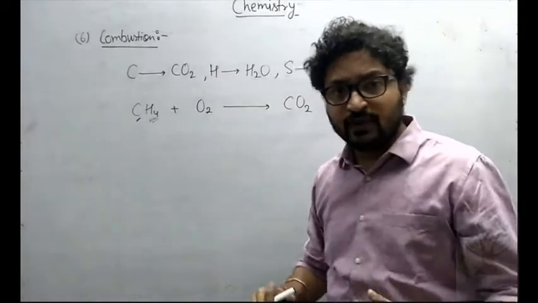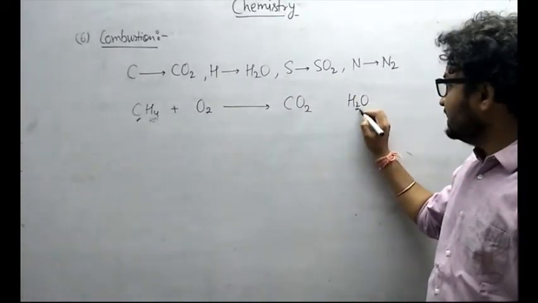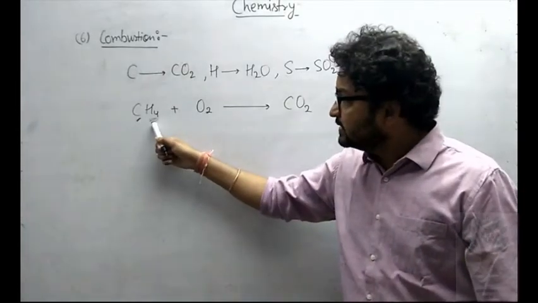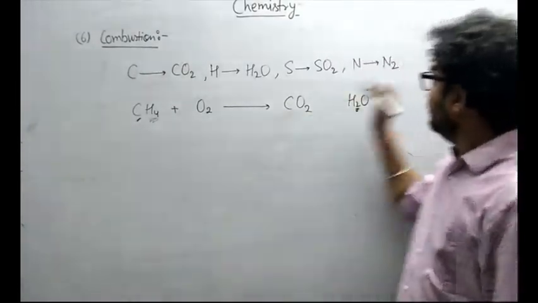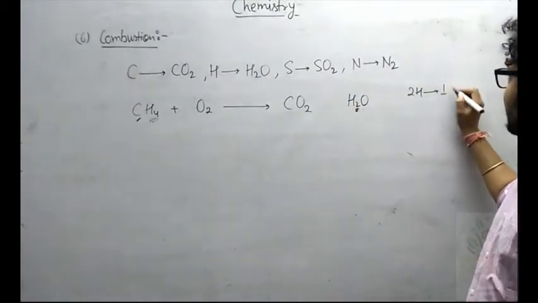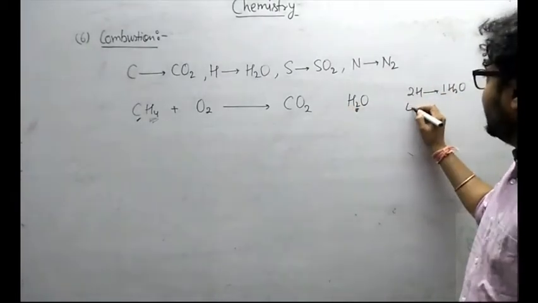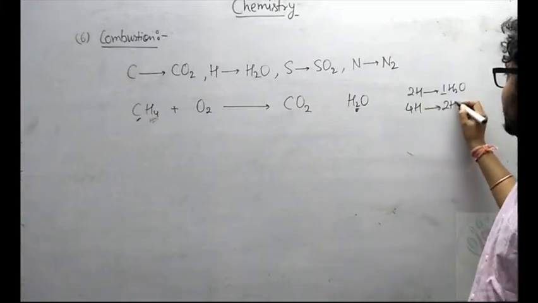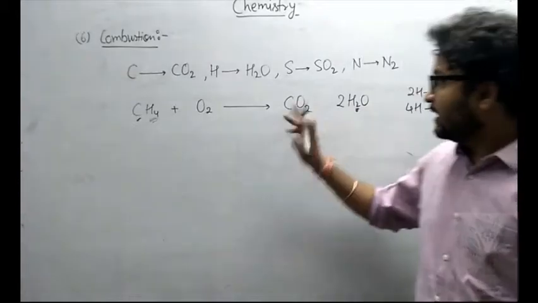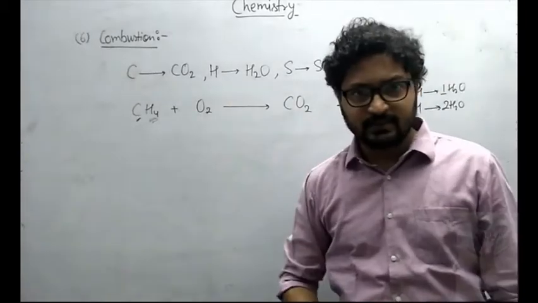Now how many H2O will you get? Each H2O contains 2 hydrogen. How many hydrogen can you see here? 4. So 2H form 1 H2O. So 4H will form how many H2O? 2 H2O. So for balancing purpose, I will write here 2 H2O. Now carbon and hydrogen both are balanced in this reaction.